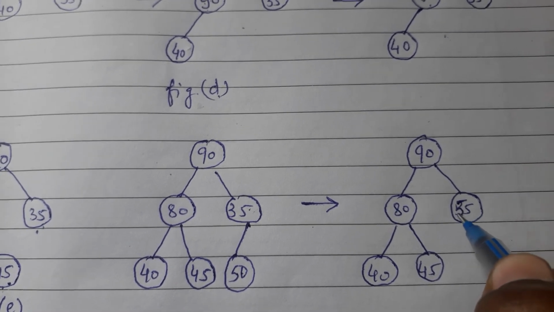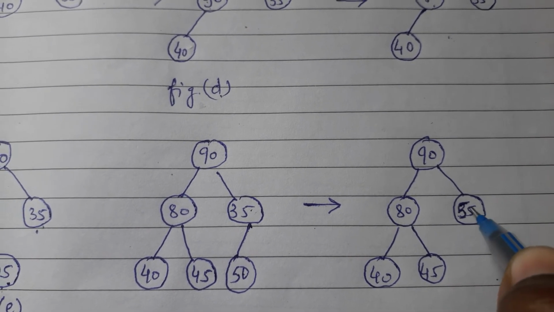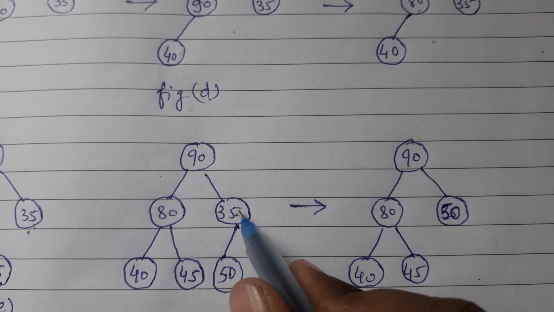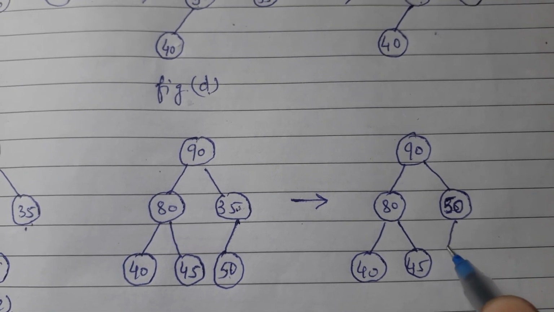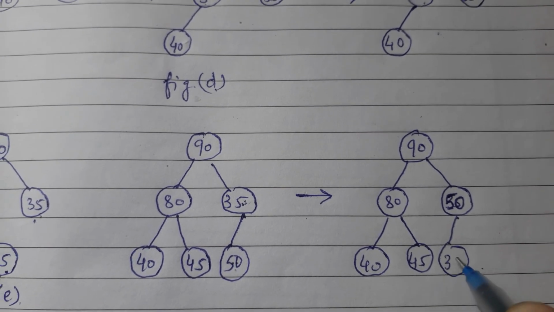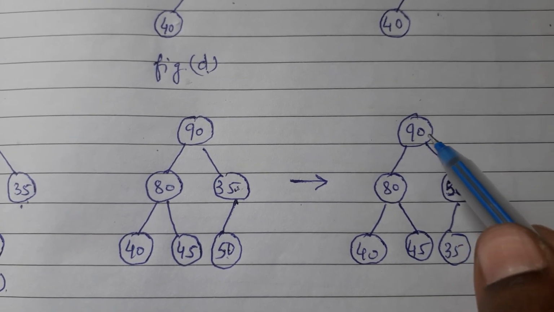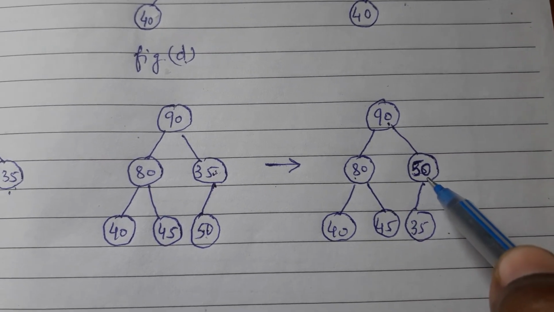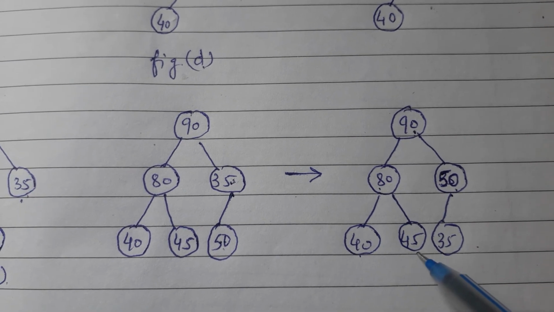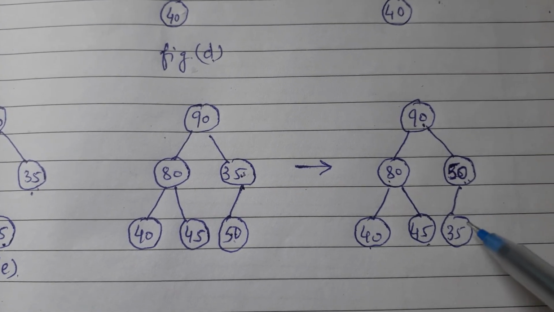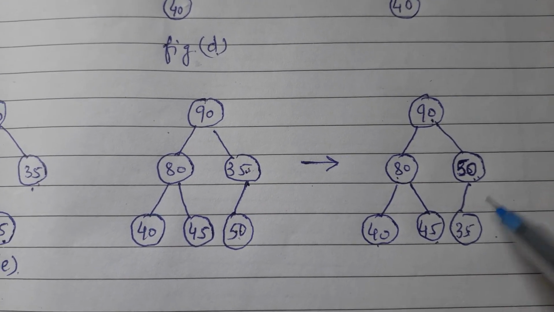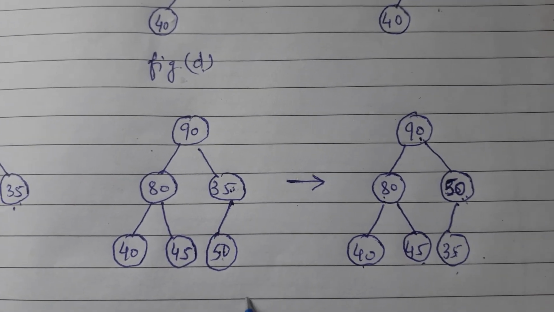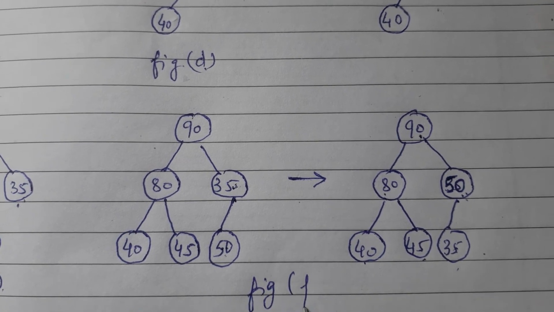Sorry, now this 50 comes here and 35 will come as the left child of 50. So here you can see that 90 is the parent of 80 and 50. 80 is the parent of 40 and 45, and 50 is the parent of 35. So here 50 is greater than 35. So this will be a max heap. Now this is figure F.